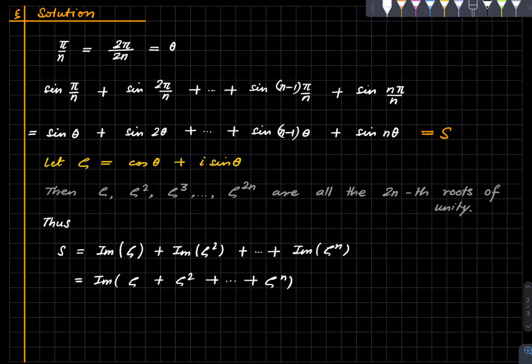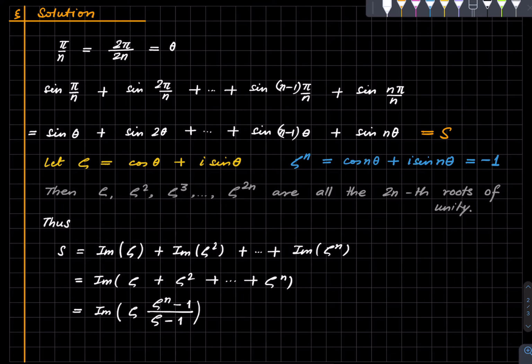And now we can use the formula for the geometric series. So the right hand side is nothing but first term times common ratio to the power number of terms minus 1 divided by common ratio minus 1. So that's what that is. But what is zeta to the n? So let me record that here. Zeta to the n is cos n theta plus i sine n theta, which is equal to minus 1, because cos of pi is minus 1 and sine of pi is 0.